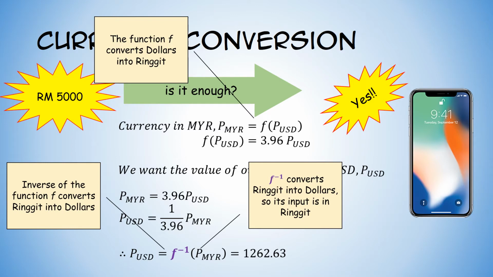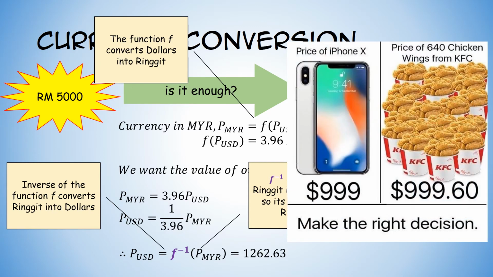Though I would note here that with 5,000 ringgit, you probably won't be able to get your hands on an iPhone X, as they are sold for 5,149 ringgit in Malaysia, so don't get it. No, I'm just joking, but have a think about why that is.